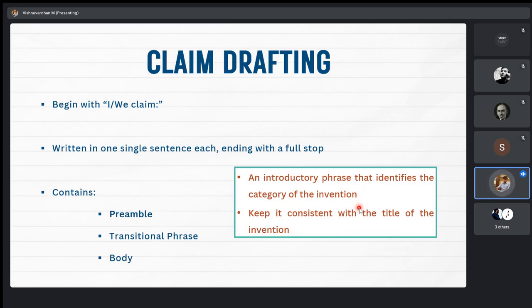So in this invention, it would be a multiplayer and a multi-purpose chair. And keep it consistent with the title of the invention. Don't try and write something new over here. Your preamble is pretty much your title itself. Suppose it's a spade, a digging tool, so a soil digging device. Or a water storing device. Suppose it's a water bottle, just copy the title again. That is your preamble. In this case, it would be a multi-purpose chair. So a preamble is pretty much the title written again.